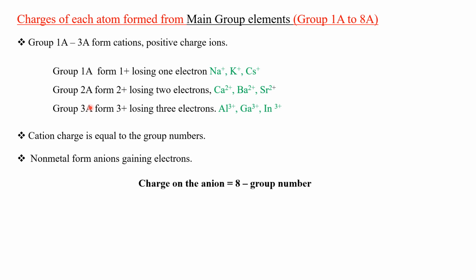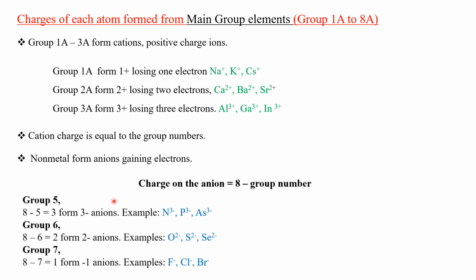Let's talk about the non-metals. For non-metals, the charge on the ion, we have a formula. The charge on the ion is equal to 8 minus the group number. Let's take examples. Groups 5, 6, 7 are mainly non-metals. If we apply the formula, for group 5, 8 minus 5 is 3. Then the non-metals in group 5 form 3 minus anions. For example, N3 minus, we call nitride, P3 minus, phosphide, arsenide, and so on.